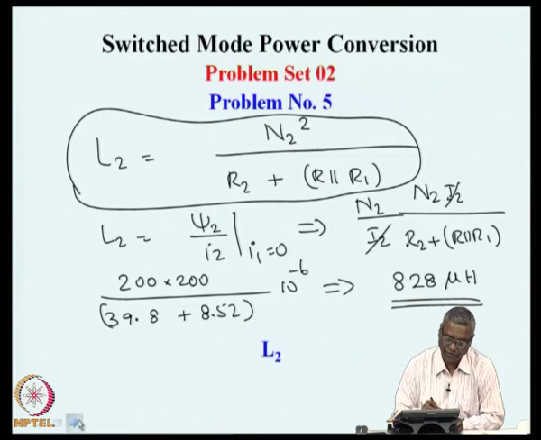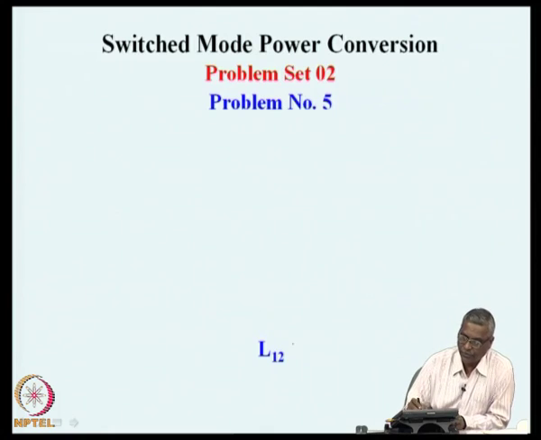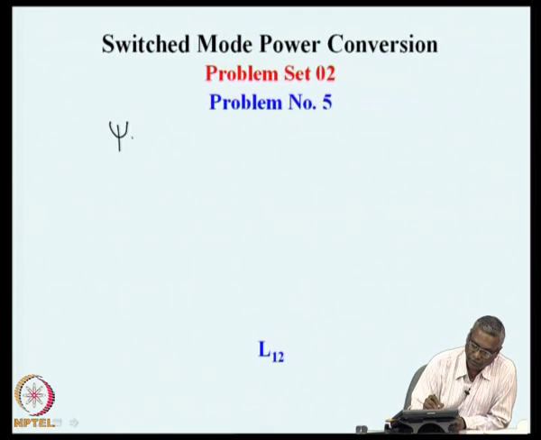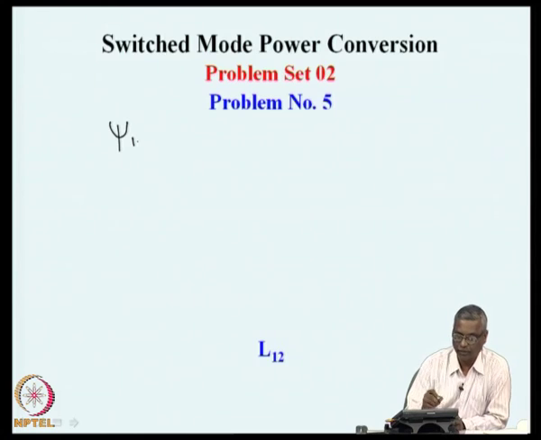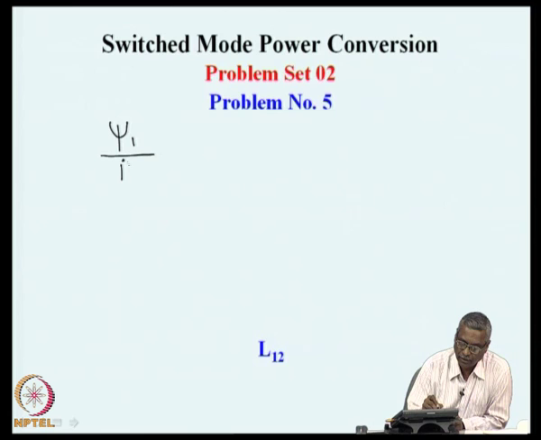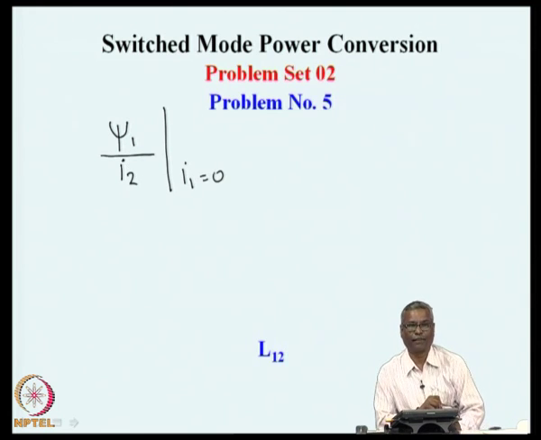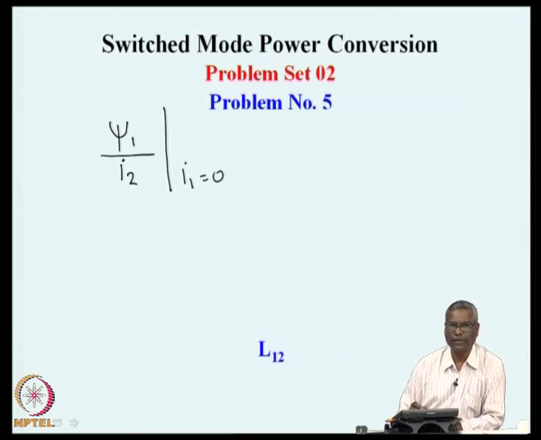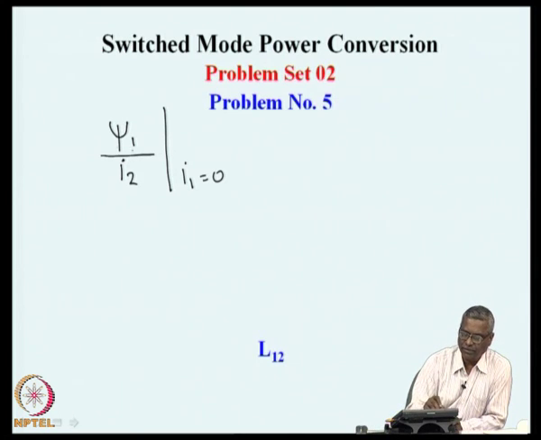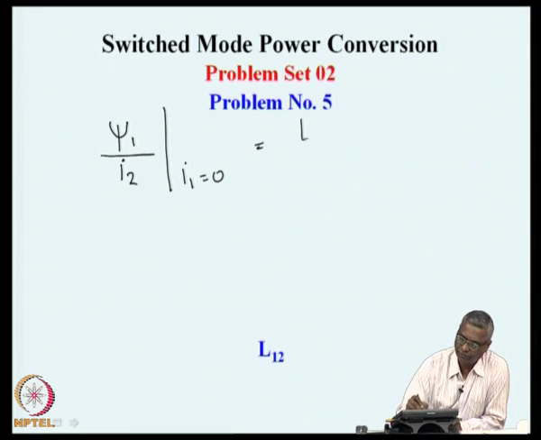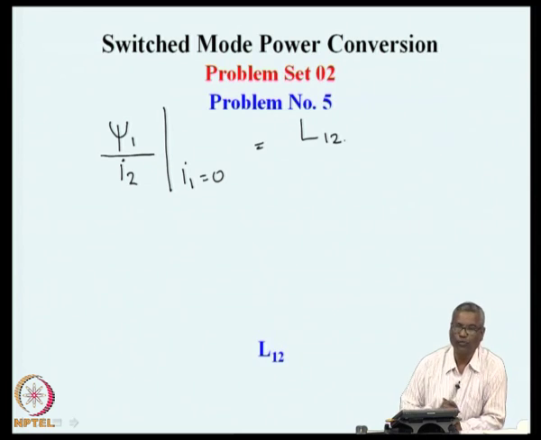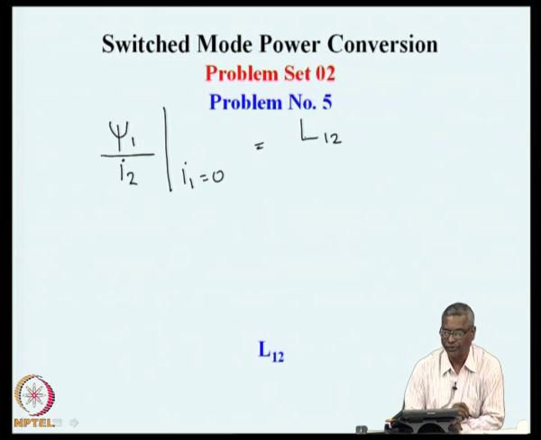The next expression which we wish to find is L12. L12 is flux linkage on winding 1 on account of current in 2 when I1 equal to 0. So, this is the mutual inductance. The flux linkage on winding 1 on account of current in winding 2 is defined as L12.